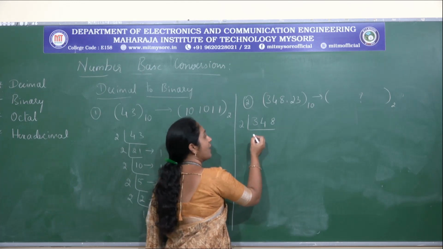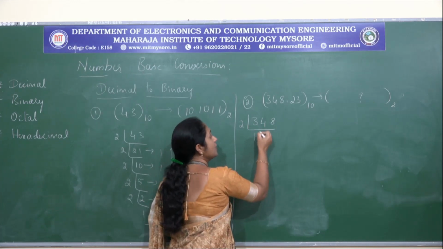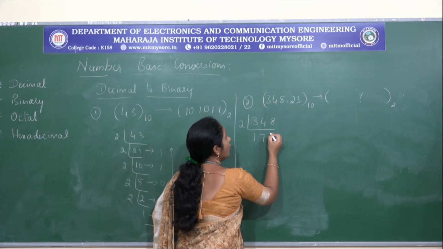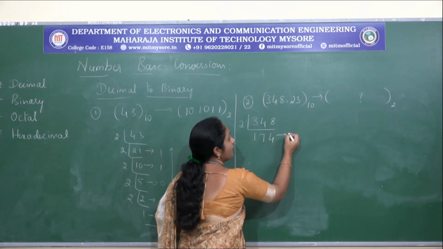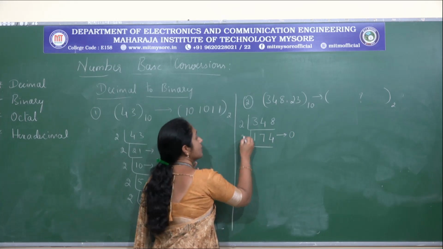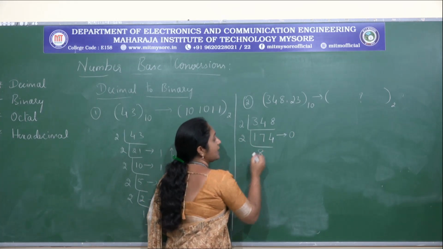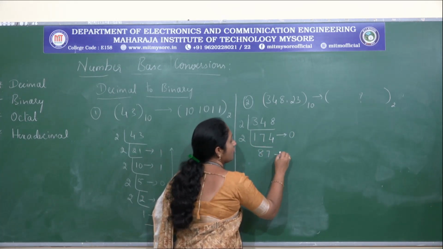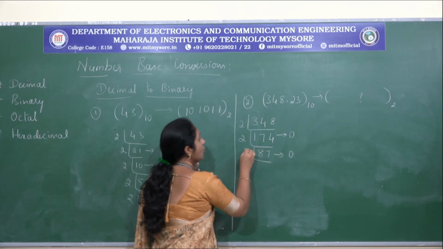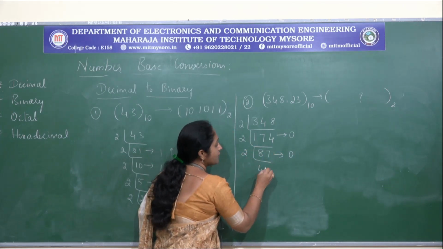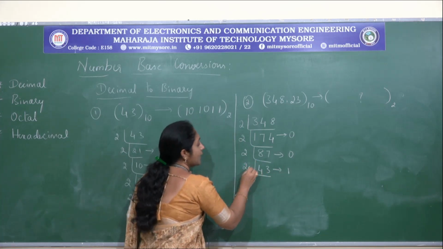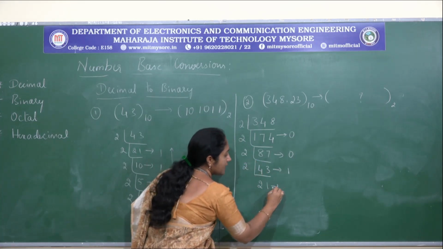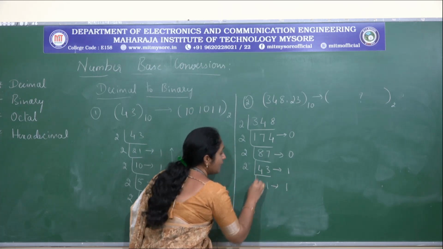So we have to successively divide by 2. 2 1s are, 2 7s are, then we have 2 4s are. What is the remainder we have here? 0. Next, 2 8s are 16, 2 7s are 14, remainder again 0. Next we have 2 4s are, 2 3s are, remainder is 1. Next, 2 2s are, 2 ones are, remainder is again 1.